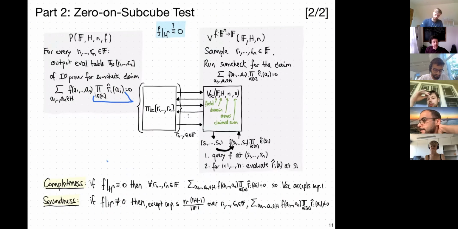Any questions regarding this test? Does this proof, the sum check table, have exponential length?